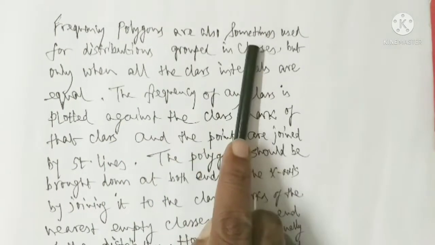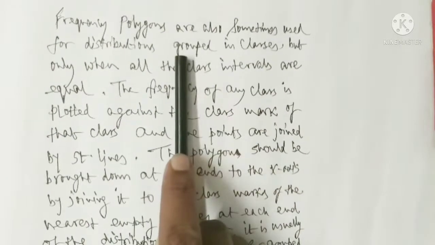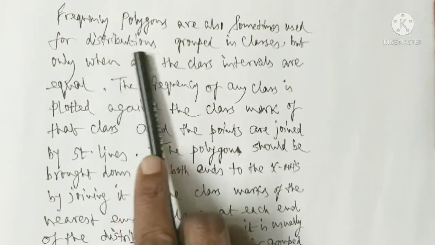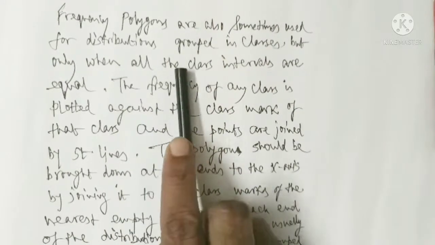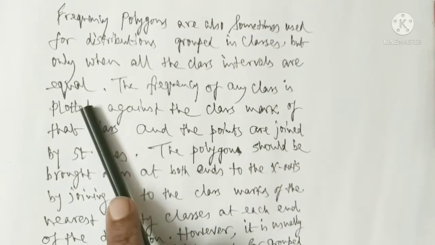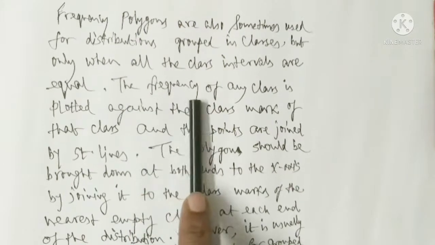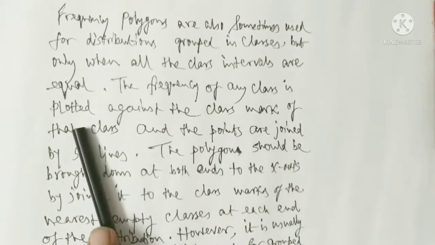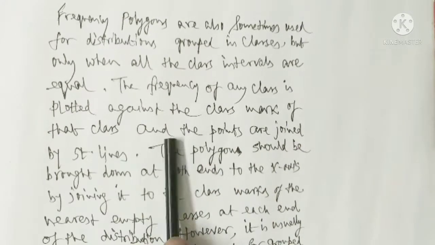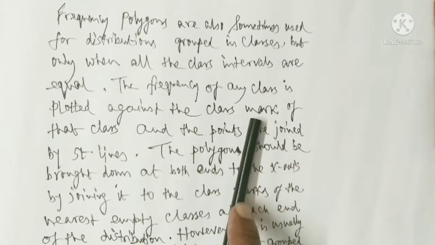Frequency polygons are also sometimes used for distributions grouped in classes. That is, polygons can be used for simple frequency distributions and also for grouped frequency distributions, but only when all the class intervals are equal. If there are different class intervals, then a frequency polygon is not possible. The frequency of any class is plotted against the class mark of that class, and the points are joined by straight lines. Class mark here implies the mid value of the interval.